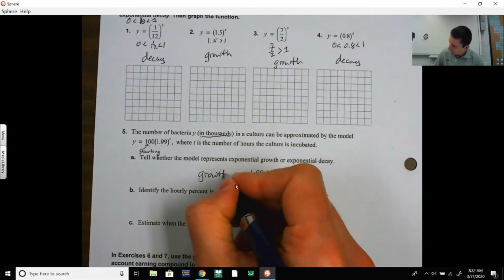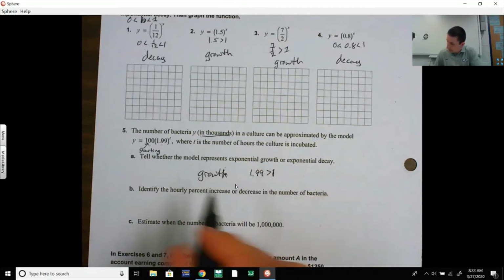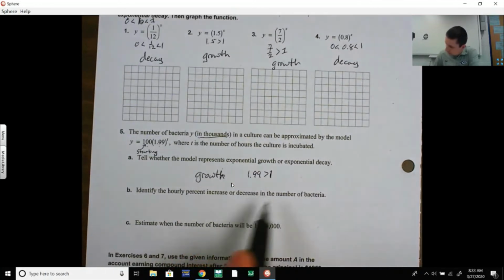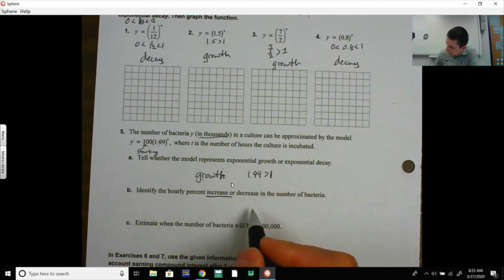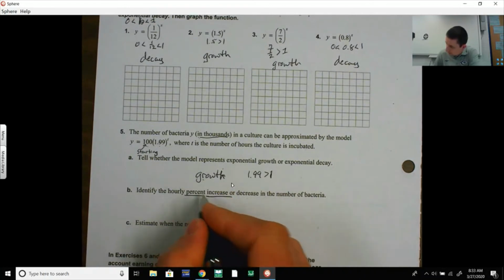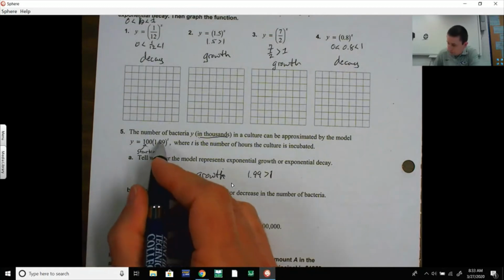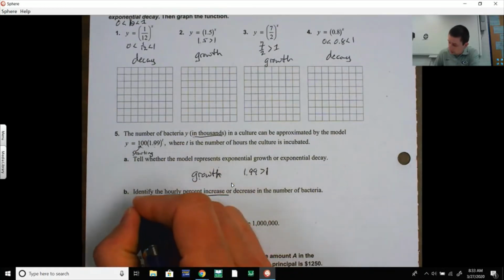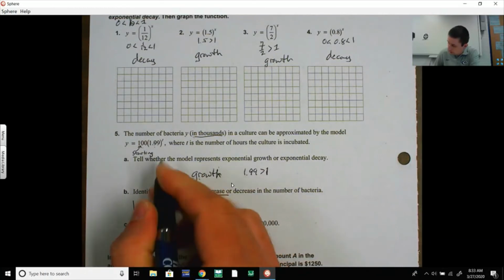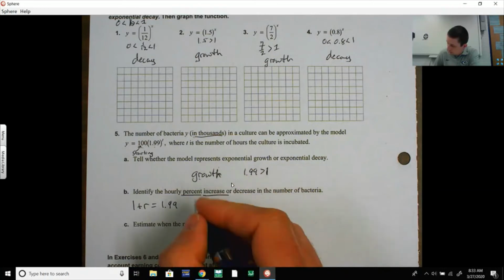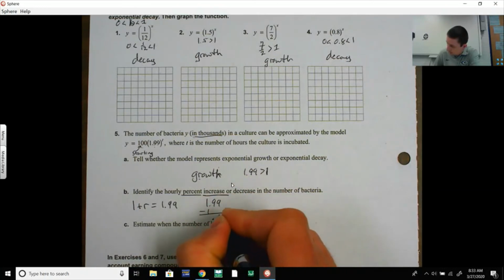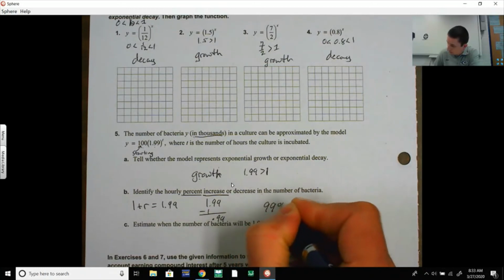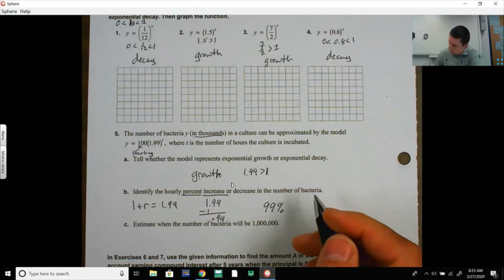Okay, so this is a growth. 1.99 is greater than 1, so it's growth. The hourly percent increase or decrease. Well, we know it's an increase because it's a growth in the number of bacteria. Now 1.99 is the growth factor. It's not the growth rate. Remember, 1 plus R has to equal 1.99. So if you have a growth, you take the growth factor, subtract the 1 off, and you get 0.99. That means you have a 99% percent increase.